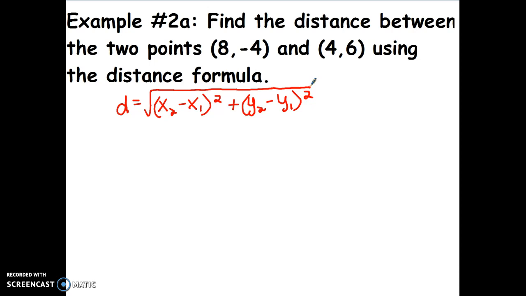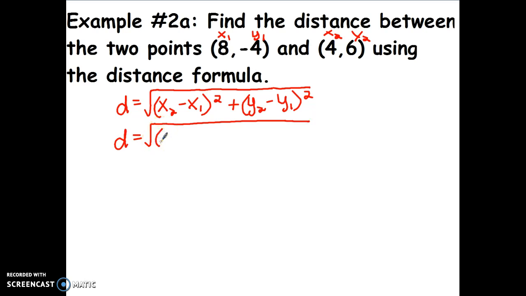So if we look here at our first ordered pair, this 8 would be our x1, that's our first x value. This is our y1, our first y value. x2, our second x value. And y2, our second y value. Okay, so now all we have to do is plug these values in. So we have d equals, and yes, you need to write the whole thing out. Don't be lazy and skip right in the square root, because if you skip right in the square root, you may forget to take the square root at the end.